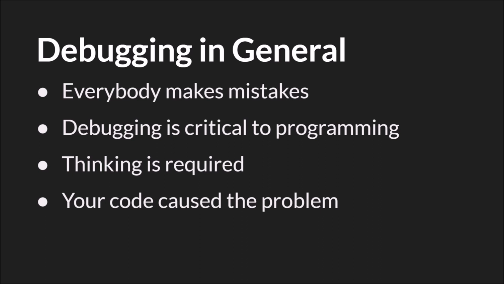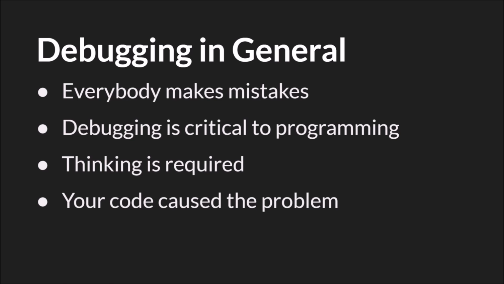And this leads us to perhaps the most important thing to accept when debugging. And that is that your code caused the problem. The computer never makes mistakes. Your code will execute exactly as it's written. Not only does the computer never make mistakes, but GML doesn't really make mistakes. Obviously, in some areas, there might be a bug, but in general, that's not the case.